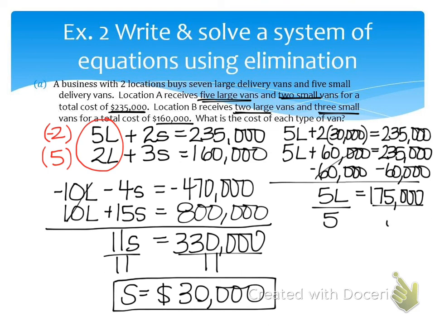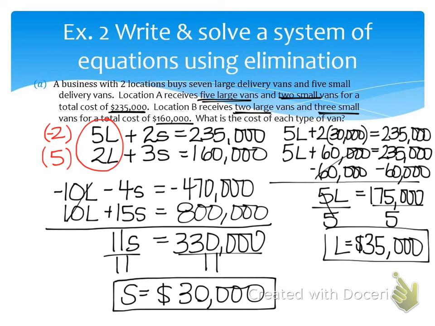And how will I finish this off? Divide both sides by 5. And the cost of a large van is $35,000. Now again, don't forget your dollar sign because we're talking about money. And if you've used L, I'm okay with you boxing in L equals because I'll know you're talking about the large van. If you chose a different variable though, you got to make sure that you identify what you have found. All right? And that is lesson 5.3.